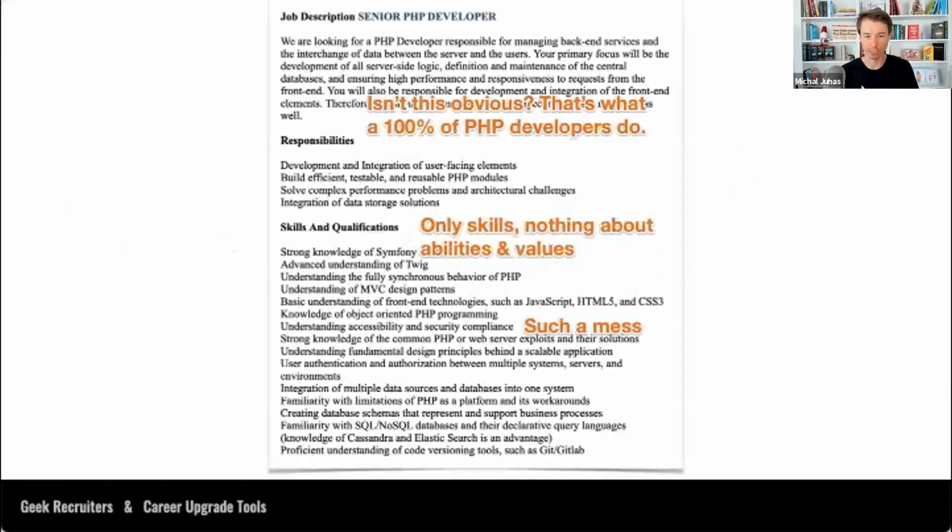So this was their JD, and it sort of makes sense, right? That's what we all get from our clients. It's often mentioning what is already obvious. That's what 100% of developers are supposed to do anyway. They mostly focus on skills, no real abilities or values. They haven't taken the time to figure out how to position it to be interesting for IT professionals. So it was really messy.